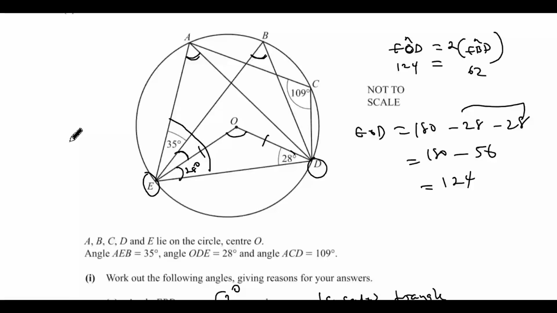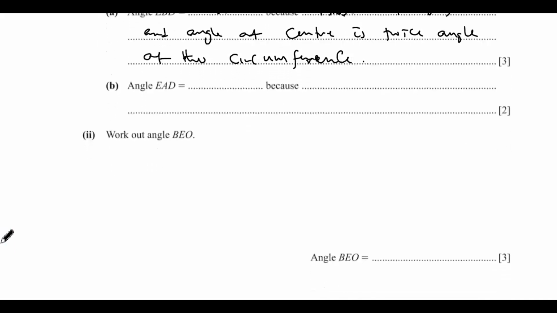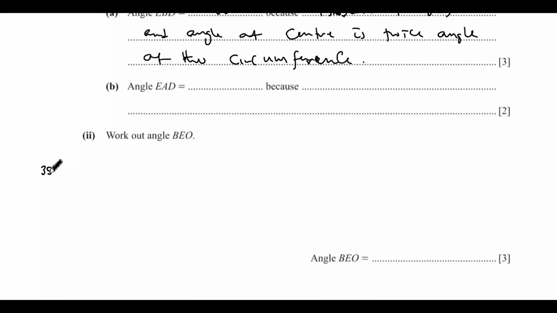So I can just scroll down. I'm going to say 35 plus BEO. I can call this maybe X, that is the required angle. So 35 add X add 28 add 109 should be equal to 180 degrees, because they are supplementary.